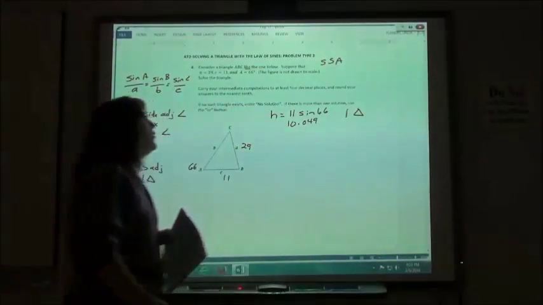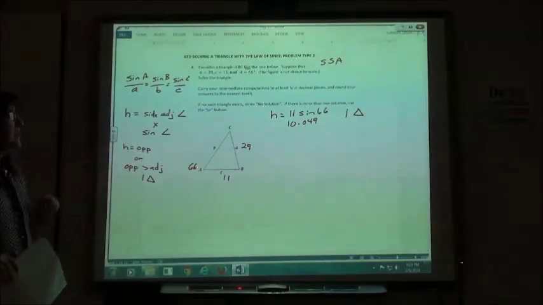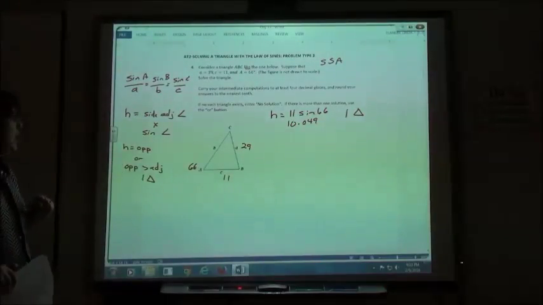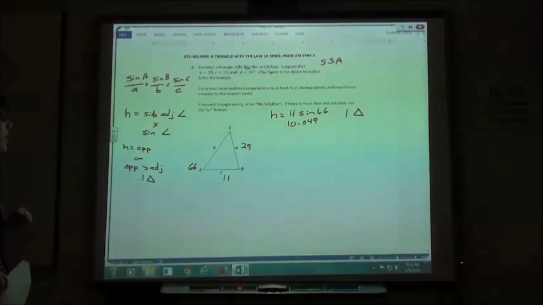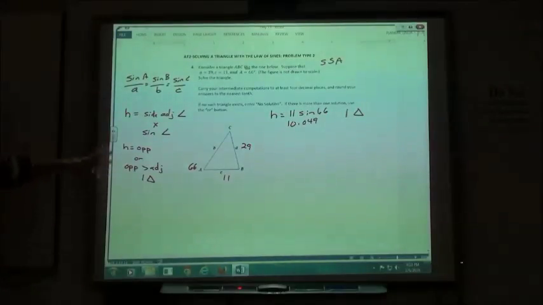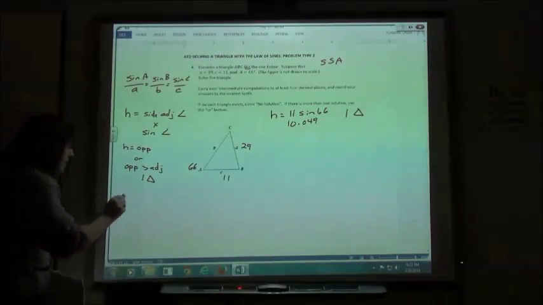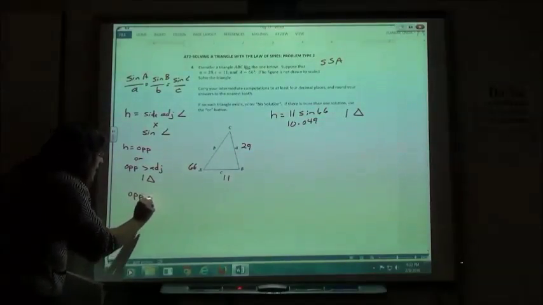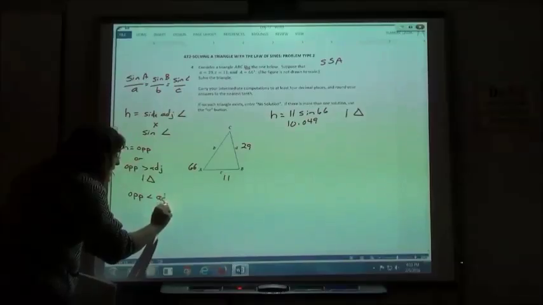I'm going to put my little note there. Now, that one fit the first situation. We were good, but I'm going to finish my notes here about how many triangles I have. So, one triangle if H equals the opposite side, or if the opposite side is greater than my adjacent side, which in this case it was.